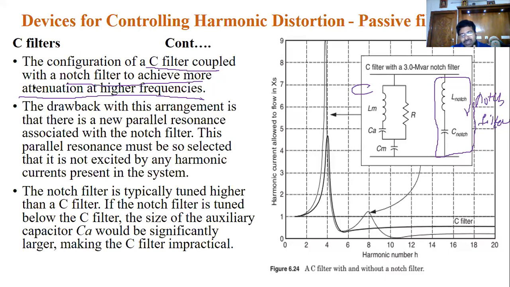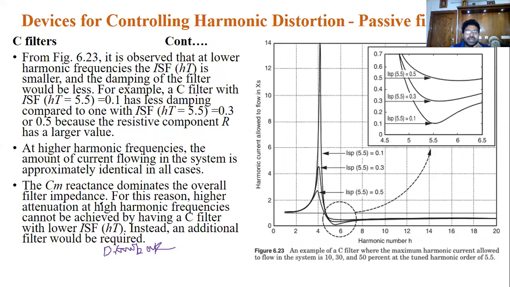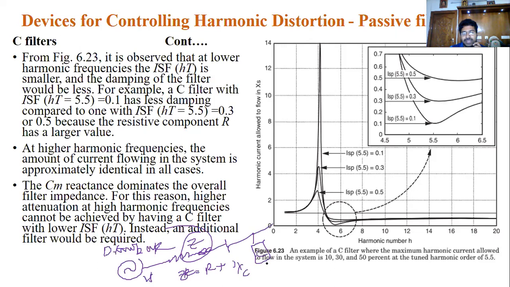For the higher frequencies, the attenuation of this CM will generate some reactance, and it will dominate the overall impedance of the system. When the CM value increases to eliminate the higher order harmonics, it may cause reactance in the system. A best example: a system VS with inductance, where Z equals R plus ZX. If you add the C-type filter here and take a higher CM value, it may change the impedance value. The filter impedance value also changes, which may cause more problems to the system.